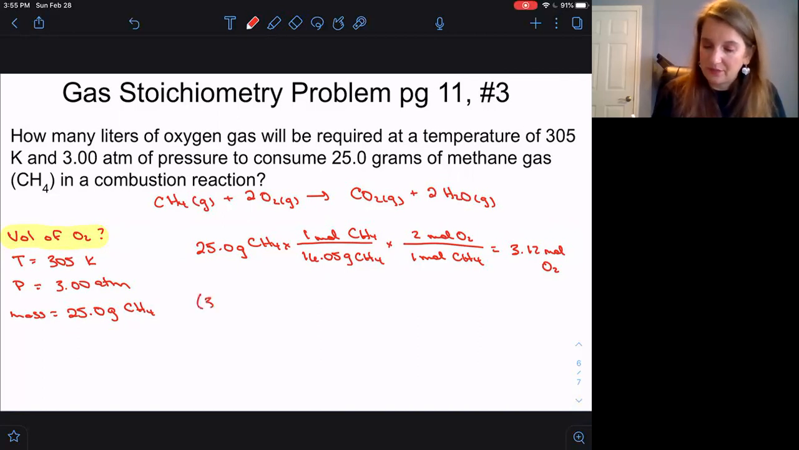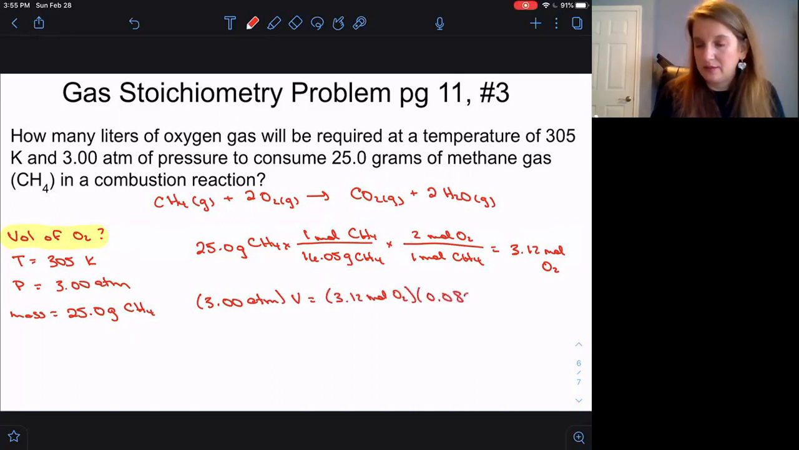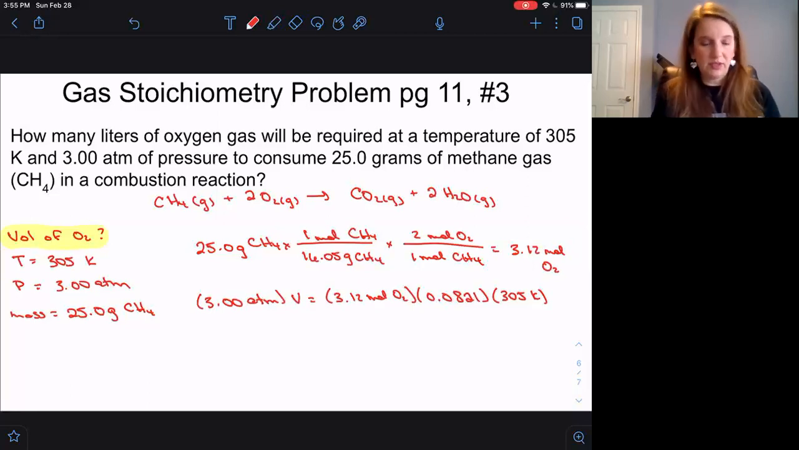So we have our 3 atmospheres. We're looking for the volume. We have our moles. We have our ideal gas law constant. And then we have to put our temperature in here. It was already in Kelvin, so we did not have to convert. So I'm going to take my moles of oxygen that I just calculated. I'm just going to use that unrounded value in my calculator, times 0.0821, times 305, and then I'll divide by the 3 to get volume by itself.